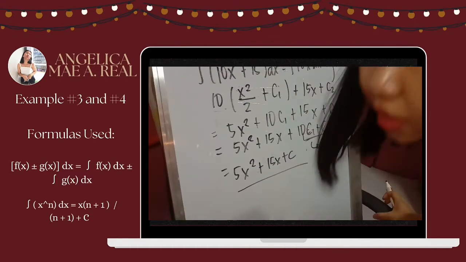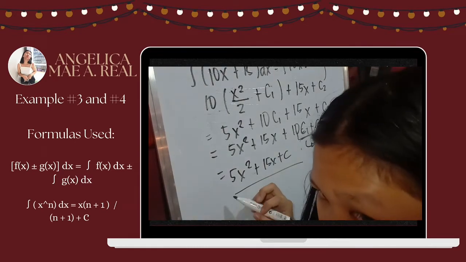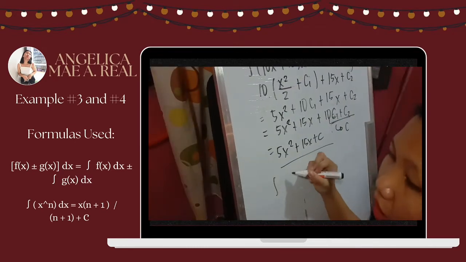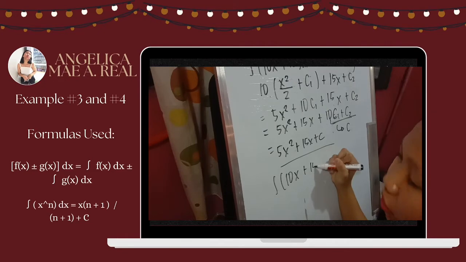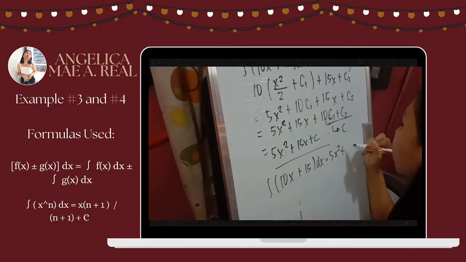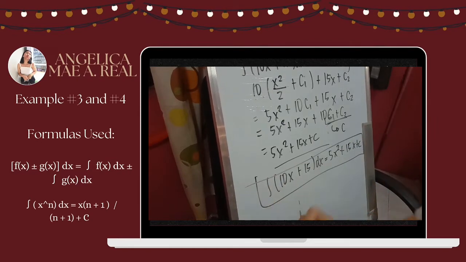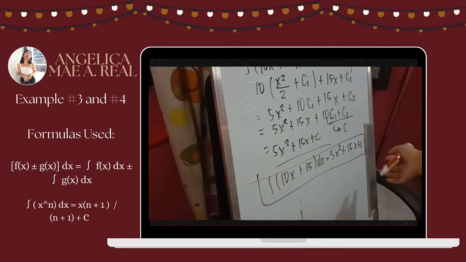So the final answer would be: the integral of 10x plus 15 dx is 5x squared plus 15x plus c. So that's the final answer.